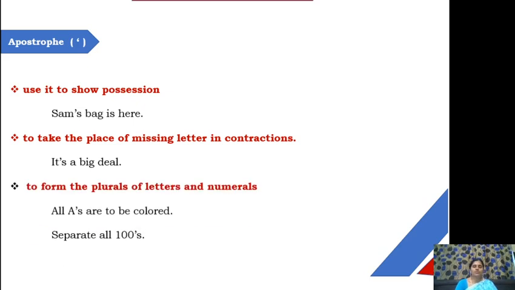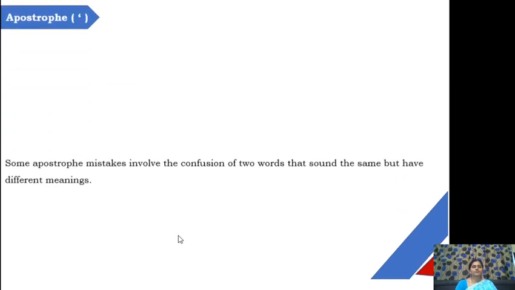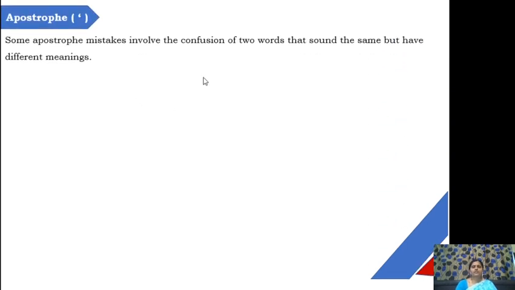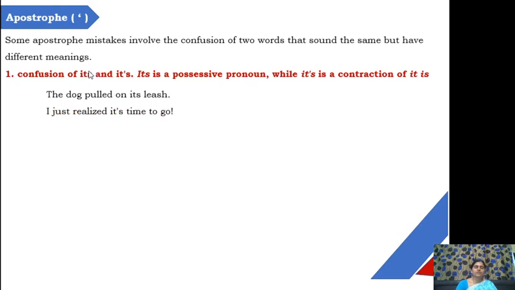Now, to form the plurals of letters and numerals: all A's ought to be colored. Here, A's means the plural of A. We are using the apostrophe to form the plurals of letters. Separate all hundreds. So here, for numerals also, we have used the mark. Now, some apostrophe marks involve the confusion of two words that sound the same but have different meanings. Let us see with the examples.